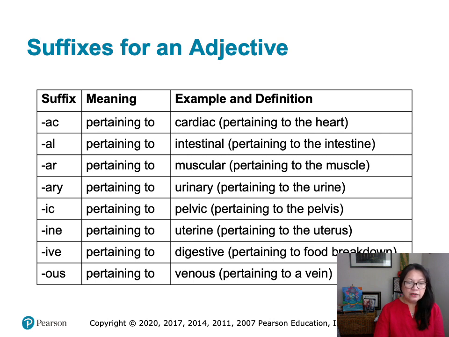-ary is in the word urinary, which means pertaining to the urine. -ic is in the word pelvic, which means pertaining to the pelvis. -ine is in the word uterine, which means pertaining to the uterus. -ive is in the word digestive, which means pertaining to breaking down food. And finally, the suffix -ous is in the word venous, which means pertaining to a vein.